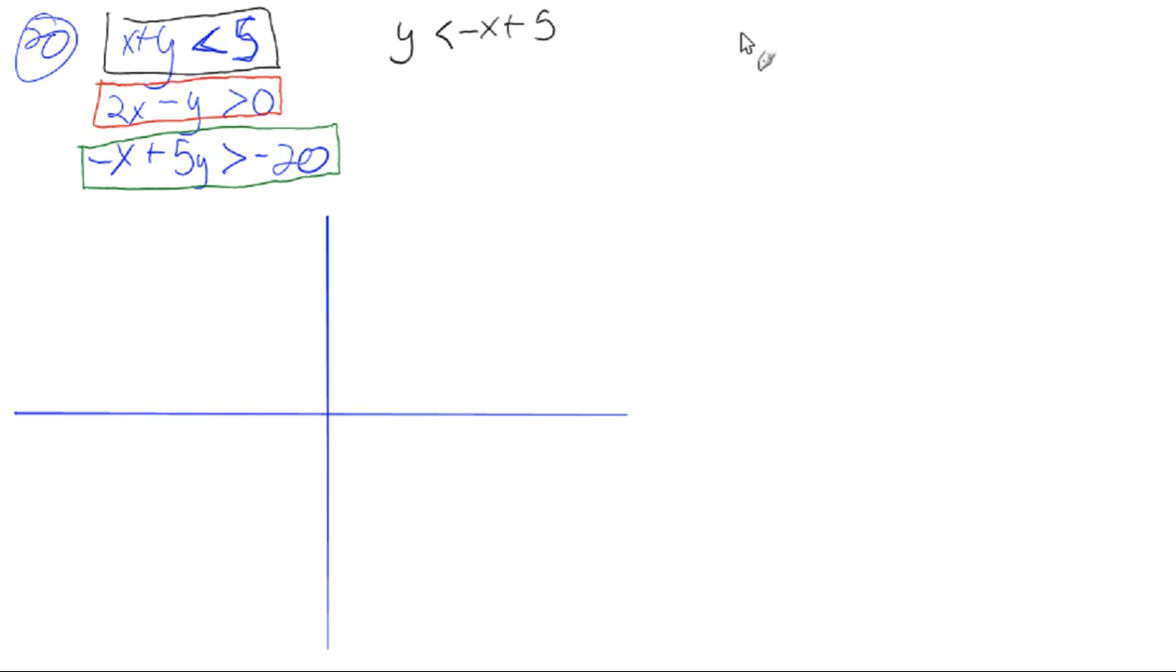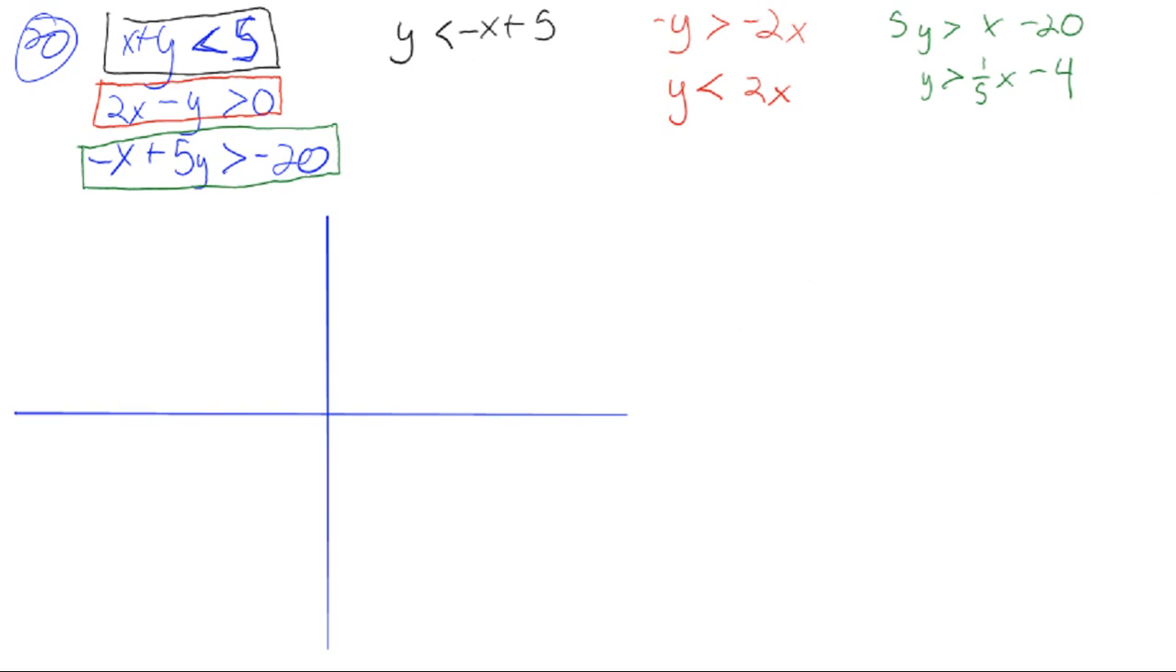We'll get the red one going here. We got negative y is greater than negative 2x plus 0. We don't need to write plus 0. Then we need to divide both sides by a negative 1. So y is less than, now we need to flip that inequality around, less than positive 2x. And the green, we get 5y is greater than x minus 20, or y is greater than 1/5 x minus 4, divide both sides by 5. Make sure that looks right.